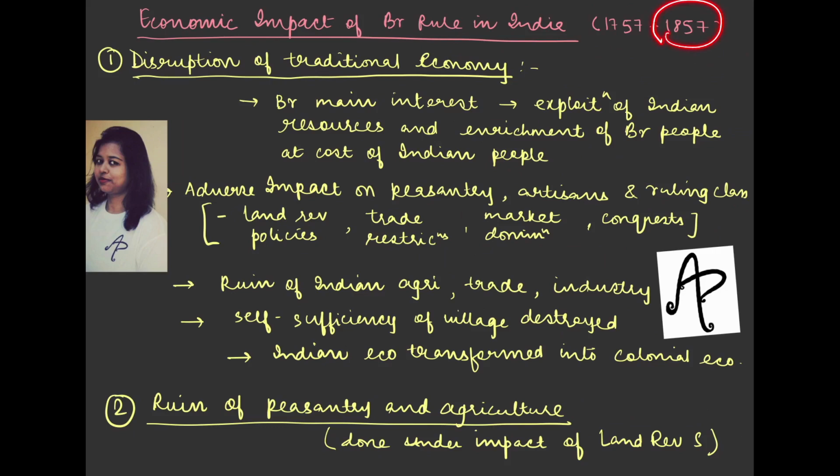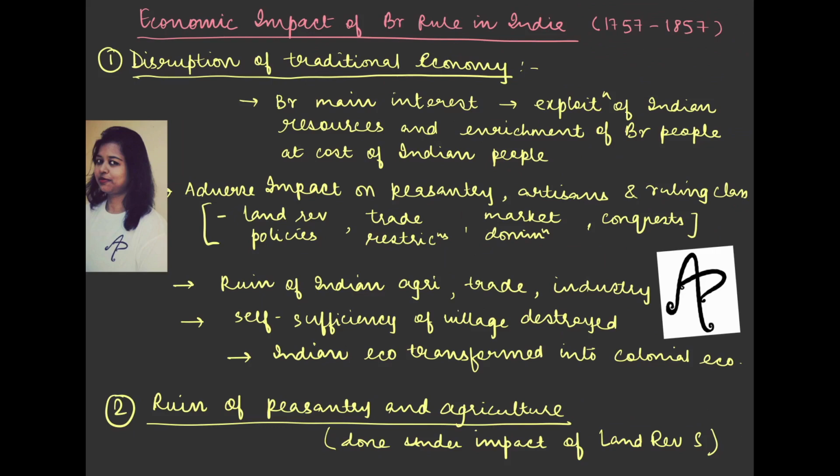And then till 1857, because economic causes were also one of the major causes for the revolt of 1857 to have occurred. Therefore, we would have to clearly see what are the things that happened within this time which can be considered as the economic impact of their rule during this period of almost 100 years. First impact, a very, very major impact, was the disruption of the traditional economy.